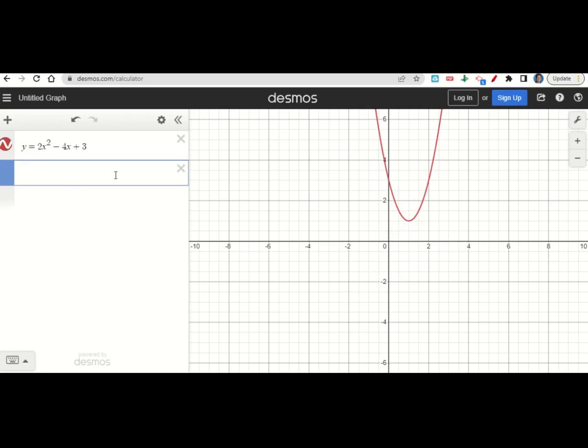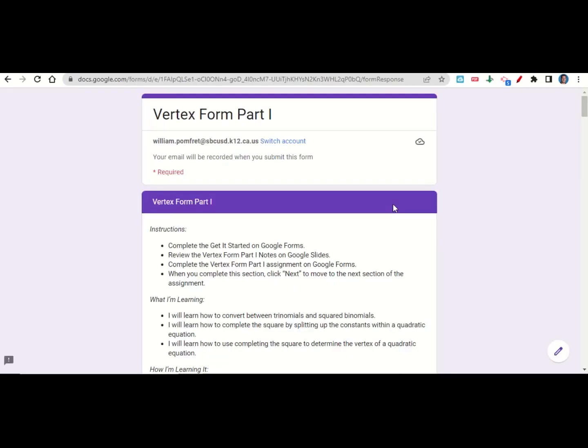We could also do it in vertex form. So y equals (x minus 3) squared plus 5. And we can see here that our vertex, if we click on it, is at (3, 5). So this is how you can use Desmos to check your work when trying to find the location of the vertex of a quadratic. Let's take a look now at the Vertex Form Part I assignment.